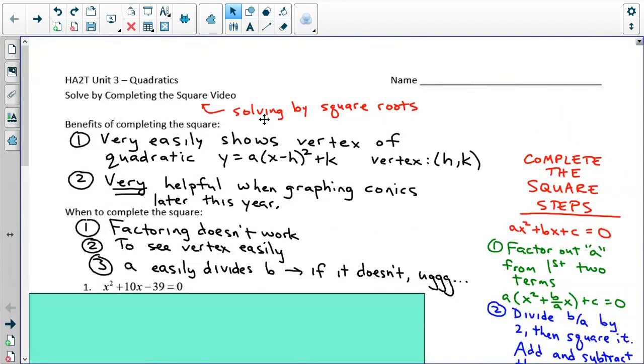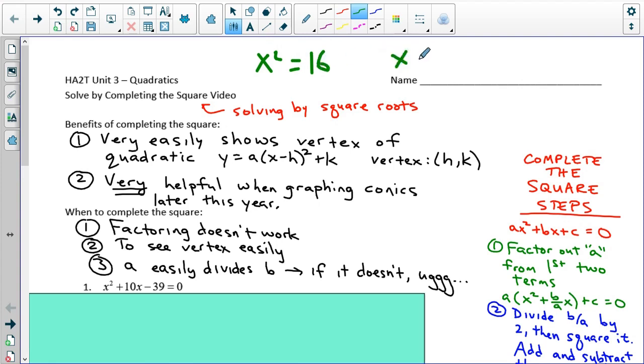So once again, this is kind of like solving by square roots when we just had something like, for example, a problem like x squared equals 16. What you would do is you would solve by taking the square root of both sides. And remember, when you take the square root in an equation, at that very moment, you have to put plus or minus. So when I was in Algebra 1, I would have done something like this.